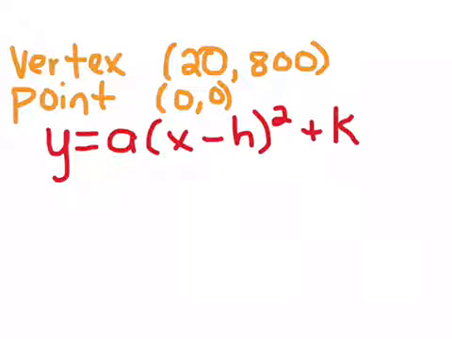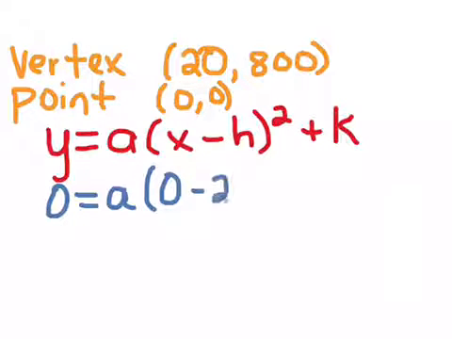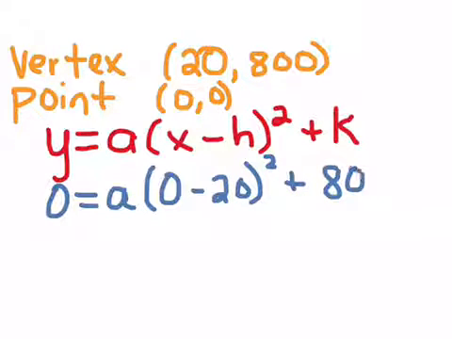I'm going to plug in, I know my y is 0. I don't know my a, I've got to solve for that. I know my x is 0. I know my h is 20, squared, and I know my k is 800. So I'm going to go ahead and run this problem through, and when I do, I end up with a equals -2.